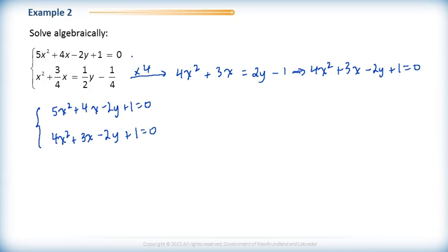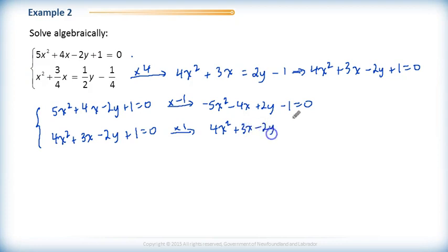Now I take another look at those two equations. I've got all my terms lined up. I want to add these up so that the y's will eliminate. That won't happen yet. So I multiply one of these equations by negative 1. I'll choose to do the first one. By negative 1, I get negative 5x squared minus 4x plus 2y minus 1 equals 0. The second equation I can just leave alone, or just multiply by 1, if you like that. So I've got 4x squared there, plus 3x minus 2y plus 1 equals 0.